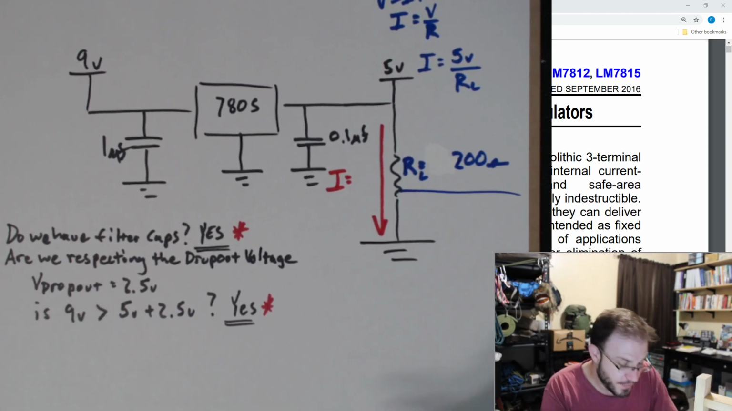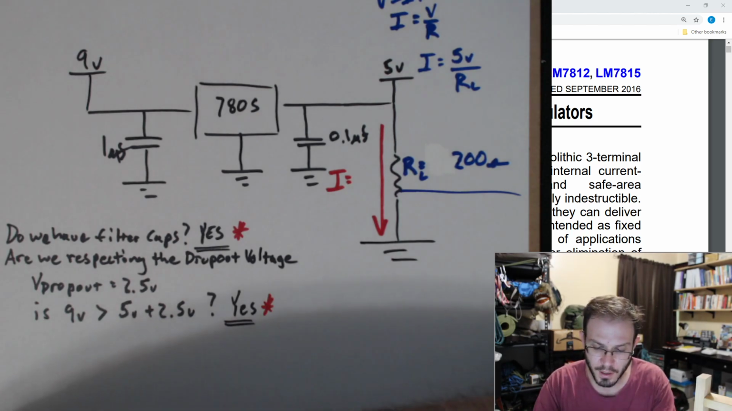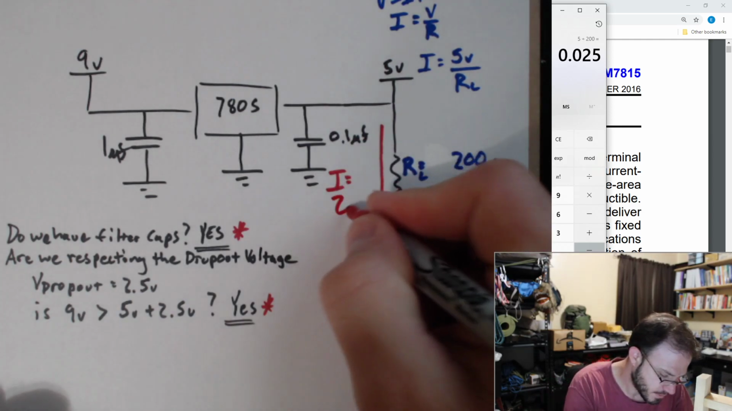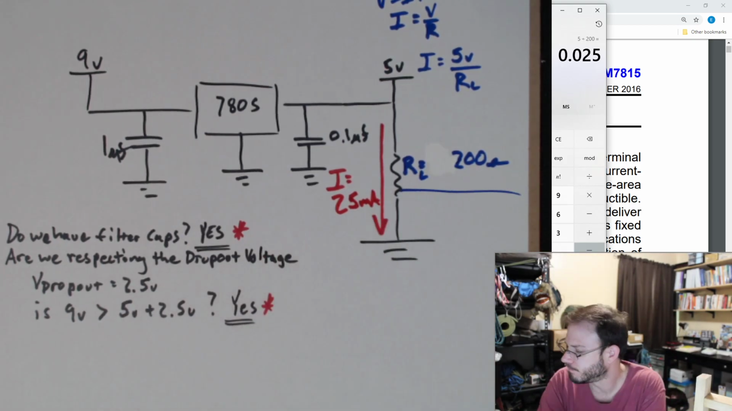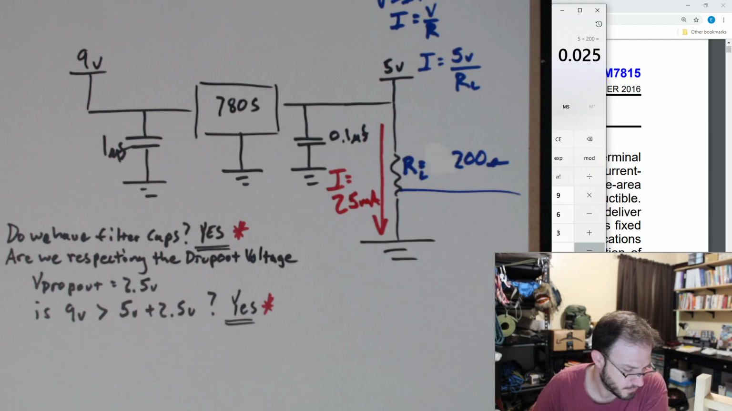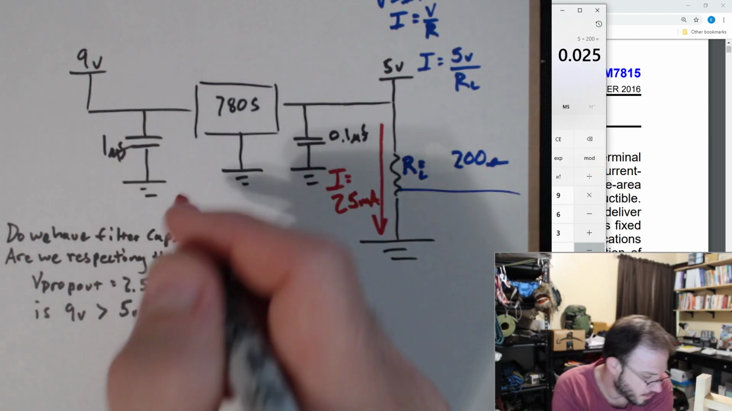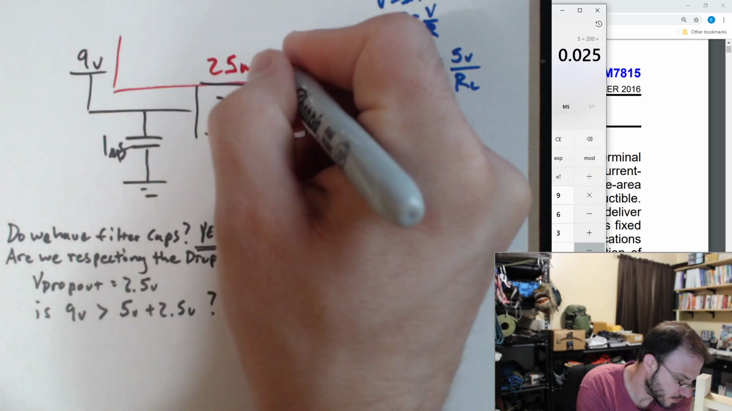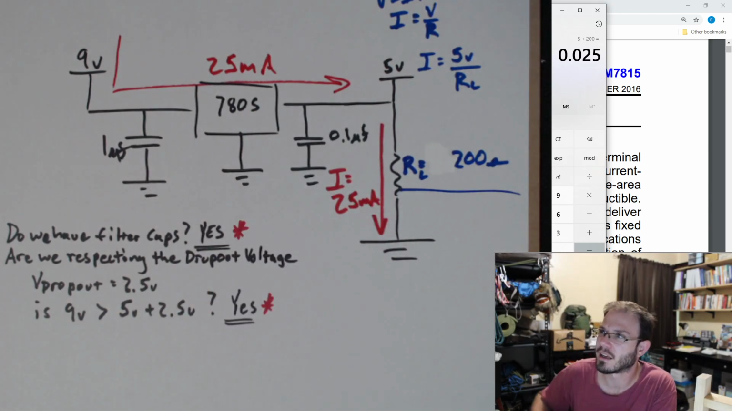Okay, so let's figure out what I is equal to. Of course, I is going to be equal to 5 volts divided by 200, which is 25 milliamps. Okay, where did this current come from? It didn't really come from this cap. It came from, oh, it looks like the current is going through our regulator.